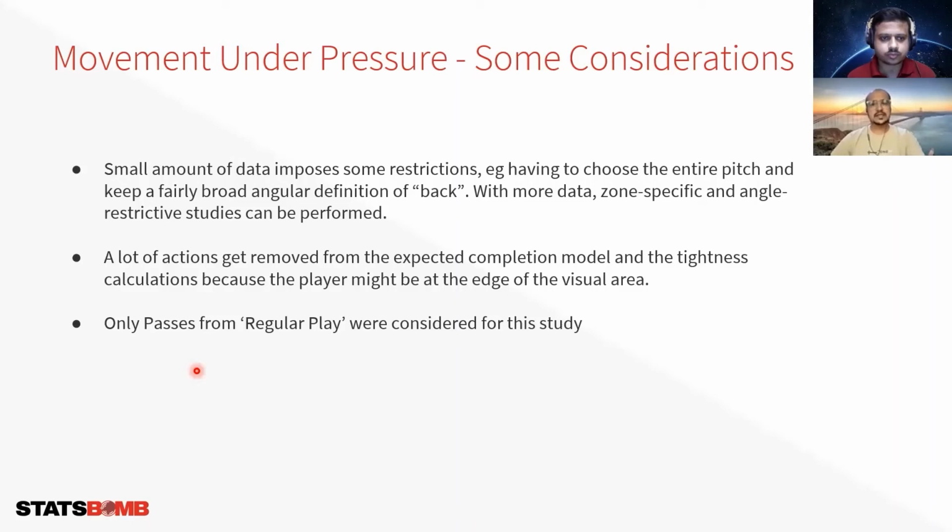The second is that a lot of actions do get removed when we're trying to perform the tightness calculations, which we'll talk about in a moment, because the 360 data doesn't really capture the player, and they might be at the edge of the visual area. And another consideration that we took was that only passes from regular play, which is a sort of an event data pointer in the data itself, were considered. Nothing apart from that was considered to build this model up.